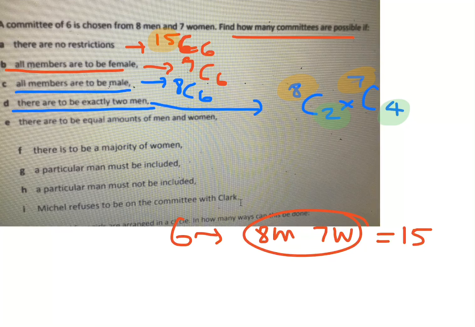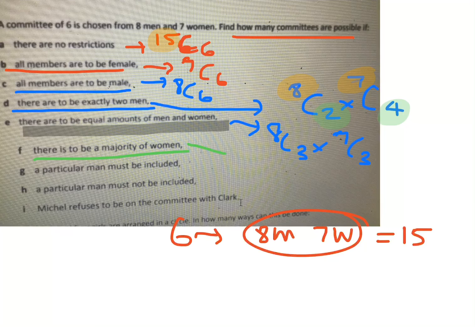Now, if you look at the next one, there are to be equal amounts of men and women. So what does that mean? That means there's 6, so from the 8 men you choose 3, and from the 7 women you choose 3.